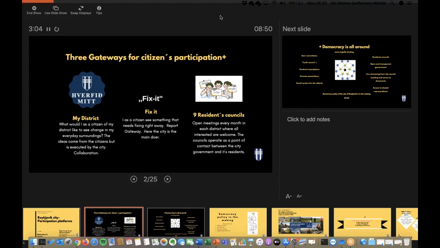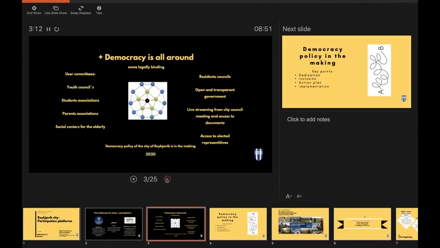The plus sign means that democracy is all around. Some of it is legally binding, and we have user committees such as youth councils in schools and in districts. We have student associations, parents associations, social centers for the elderly. Then there are the residence councils, and of course a part of democracy is open and transparent government. We have live streaming from city council meetings and access to documentation, to documents, and access to elected representatives. So democracy is of course all around, but we focus on our platforms, and it should all work together.